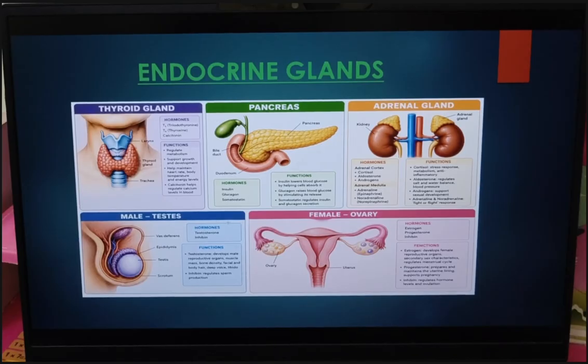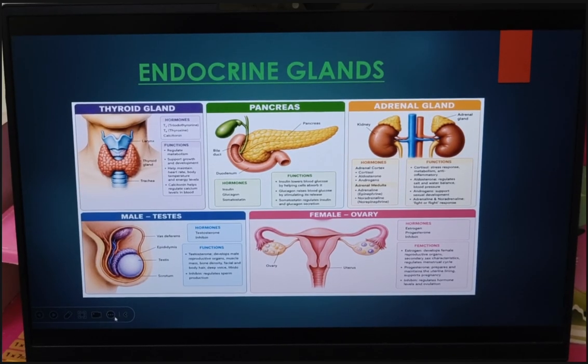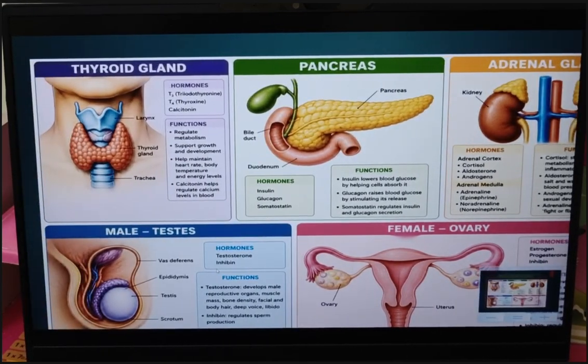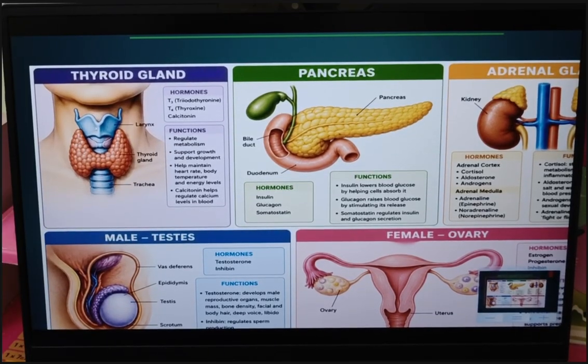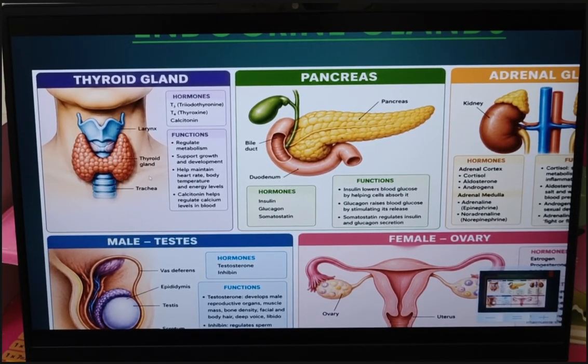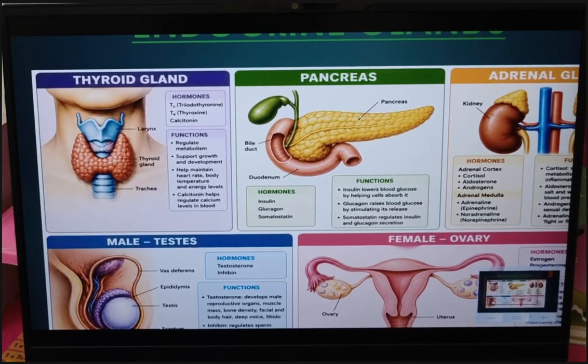So this is the detailed picture of all the glands. You can find it here. First is the thyroid gland. I told you the location is near the neck or the throat region. So let us have a quick summarization. What is the hormone secreted by the thyroid gland? Thyroxine. The main function of thyroxine is that it maintains BMR, that is, the basal metabolic rate. Then comes the pancreas, which is located beneath the stomach.